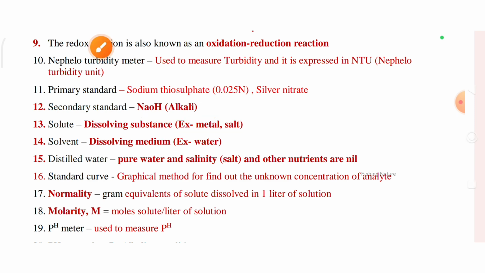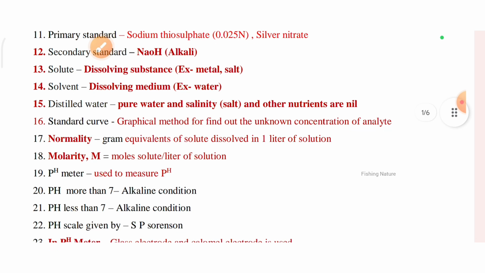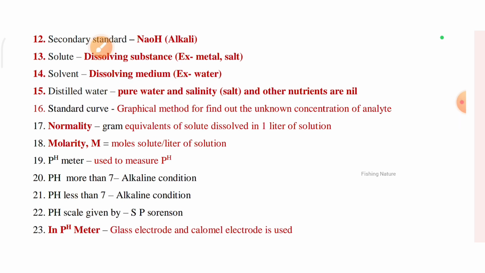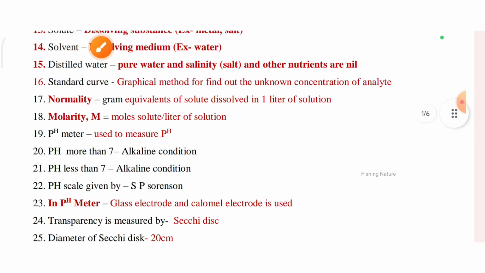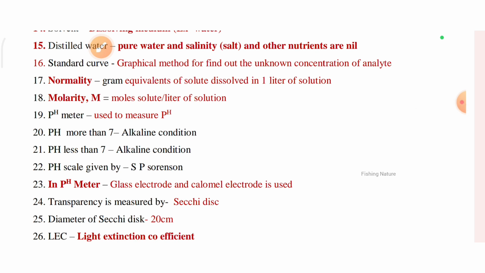Standard curve is a graphical method. To find out the unknown concentration of an analyte, we use the standard curve. Next, normality is the gram equivalents of solute dissolved in 1 liter of solution. Molarity means the moles of solute per liter of solution. A pH meter is used to measure the pH.